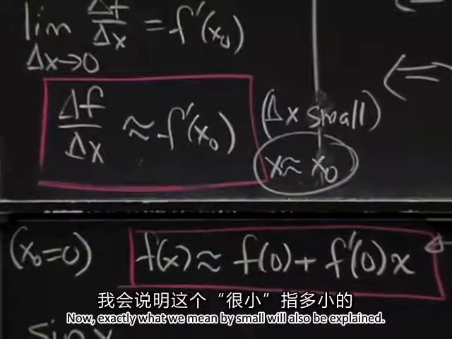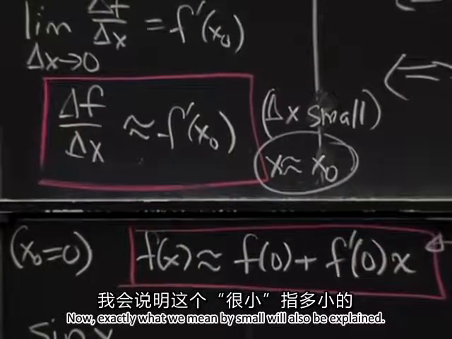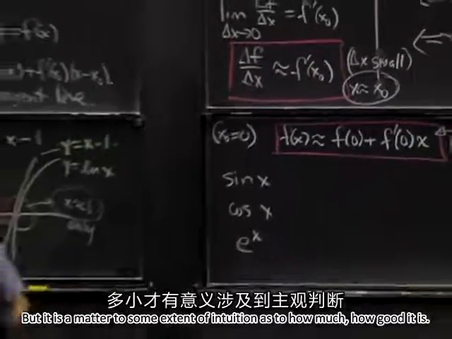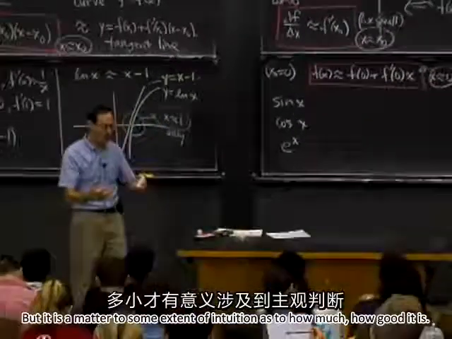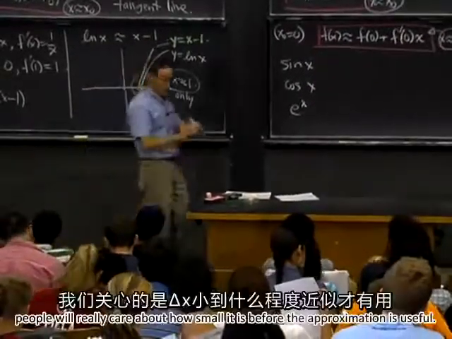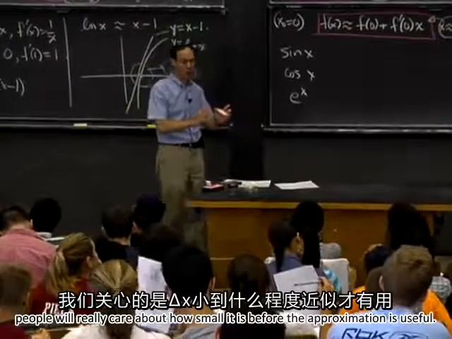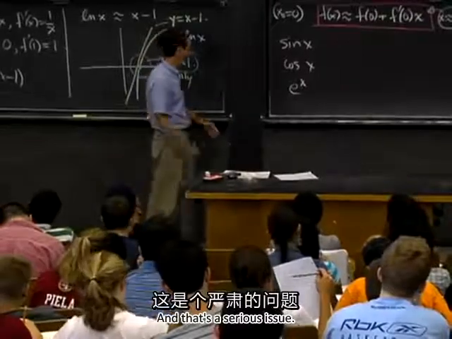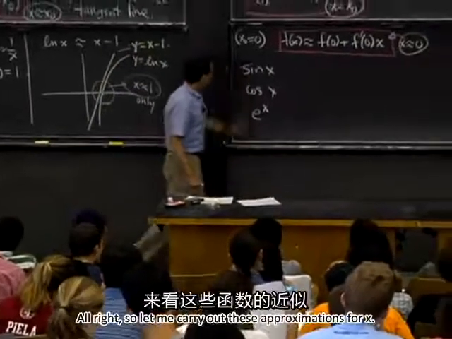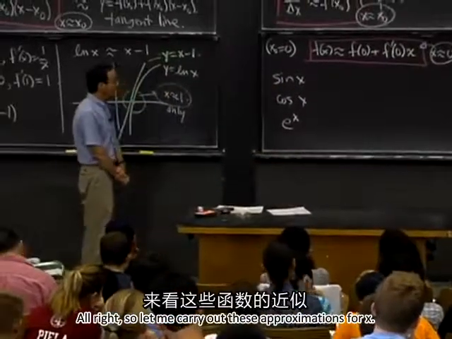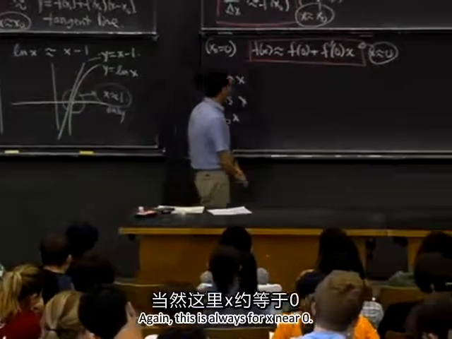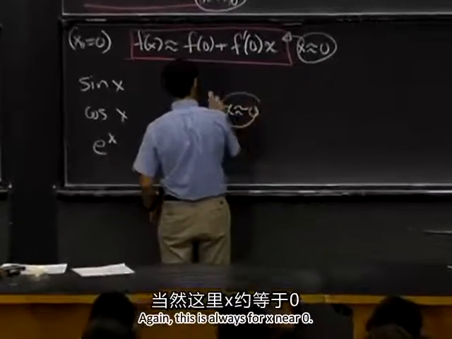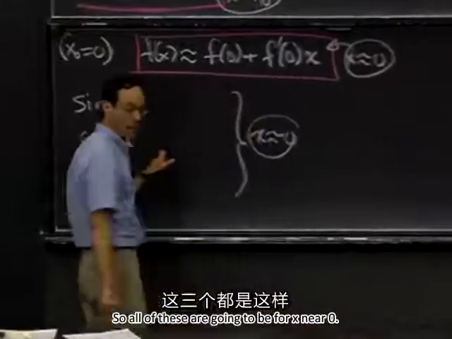Now, exactly what we mean by small we'll also be explaining. But it is a matter, to some extent, of intuition as to how good it is. In practical cases, people will really care about how small it is before the approximation is useful. And that's a serious issue. All right, so let me carry out these approximations for x. Again, this is always for x near 0. So all of these are going to be for x near 0.